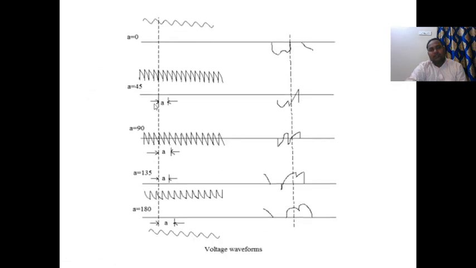This is the output voltage waveform. Please see, for alpha equal to 0, 45, 90, 135, 180. At 180 and 135 we get negative output voltages. At alpha equal to 90, the output has both positive and negative portions: half of the output positive, half negative. Overall average is equal to 0. The net output voltage is equal to 0 when alpha is equal to 90 degrees. Whenever alpha is 45 degrees, it is positive. Alpha 0 is also positive.